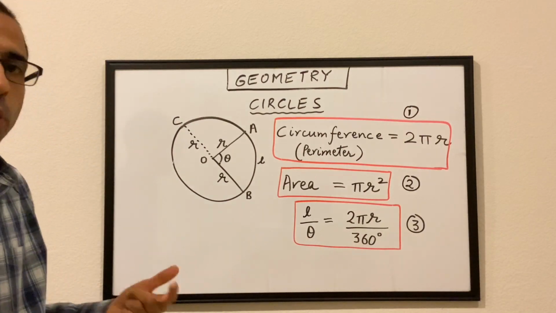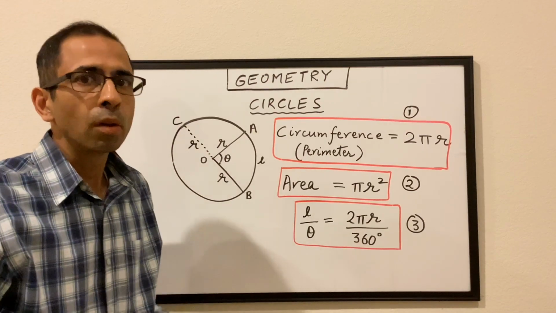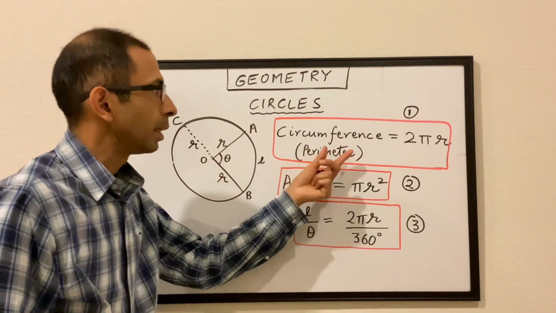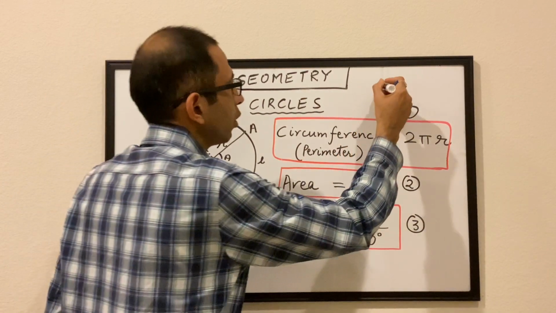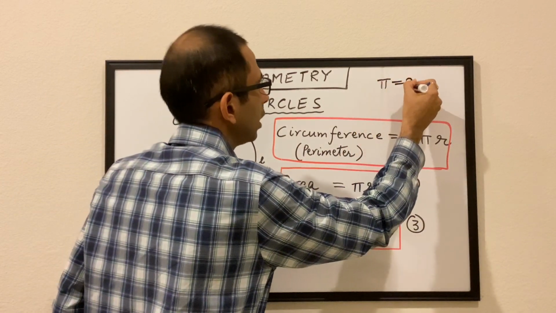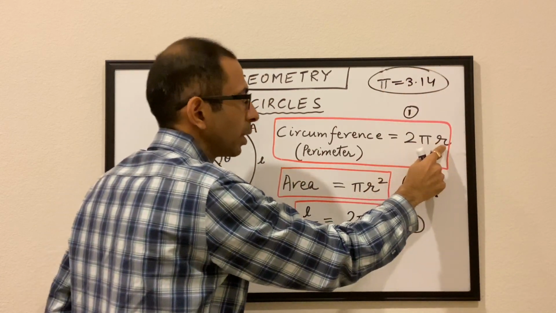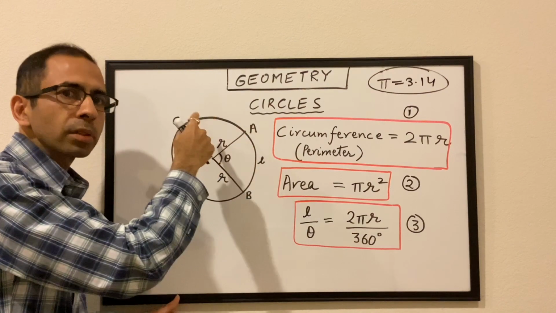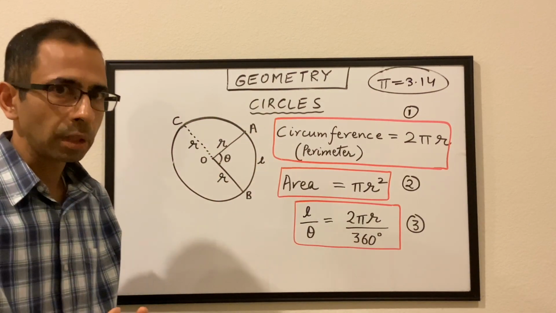So what are those concepts, right? The first one is the circumference, which is nothing but the perimeter or the boundary of the circle, and it is given by 2 pi r, where pi is a constant. The value of pi typically which we take is 3.14, right? So 2 times pi times radius will give us the boundary of the circle. So if we know the radius, we can find the circumference or vice versa.